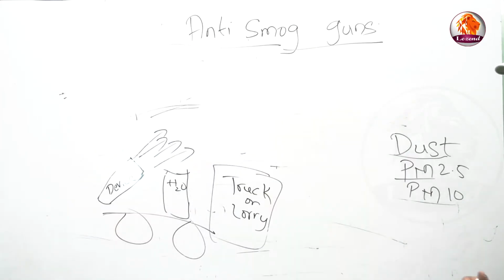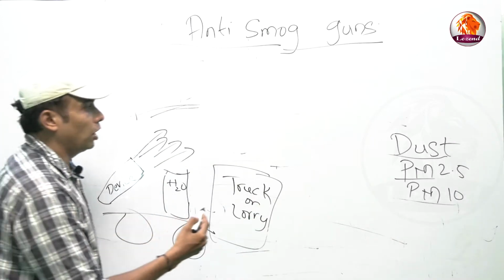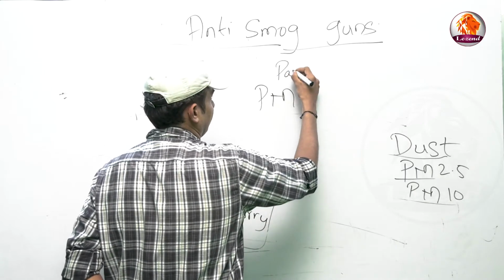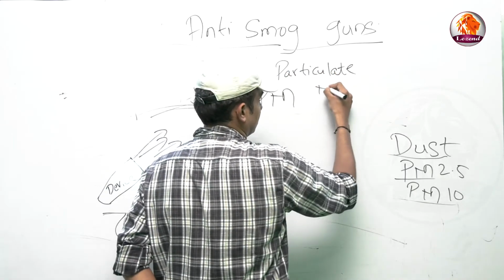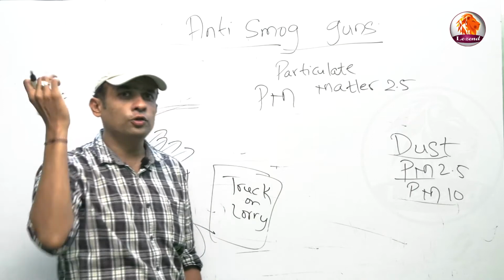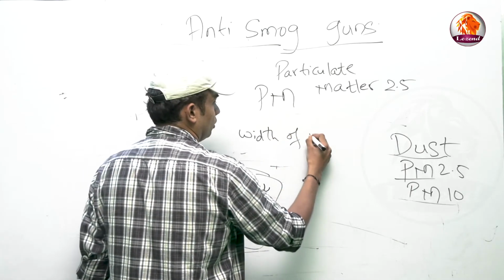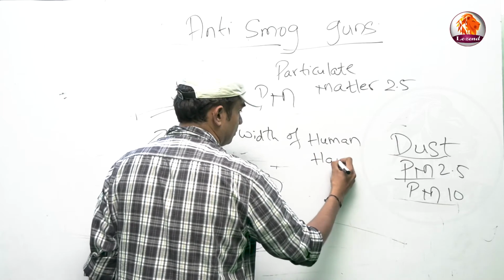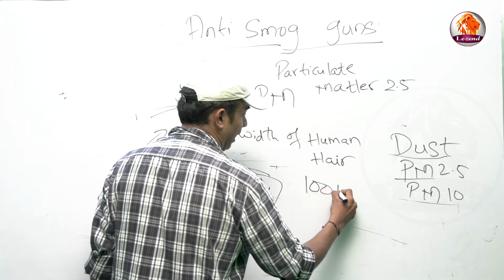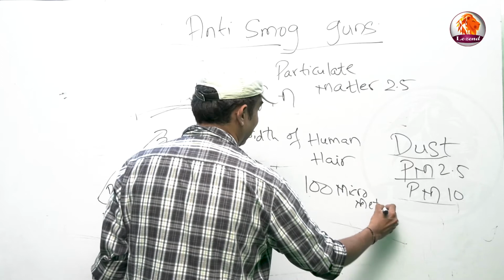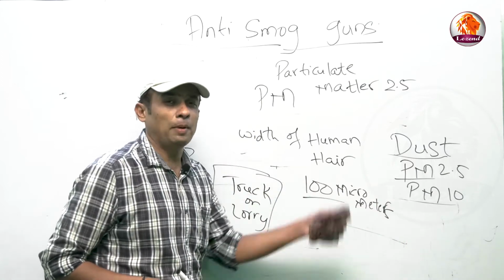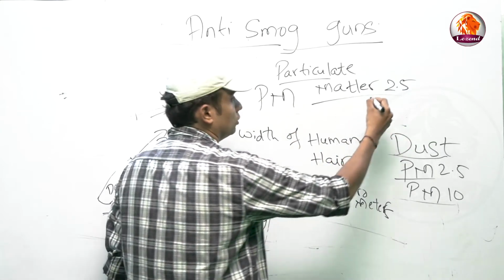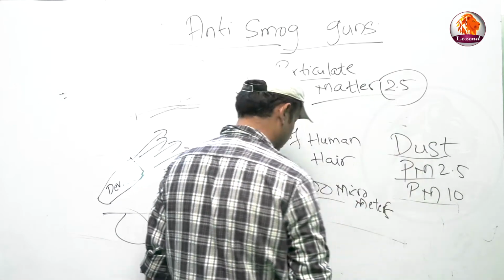Okay, right. Let us try to understand what particulate matter 2.5 is. I'll write it down briefly. Particulate matter. You know the width of our human hair, guys? The width of human hair is 100 micrometers. So this particulate matter 2.5 has a width of 2.5 micrometers.